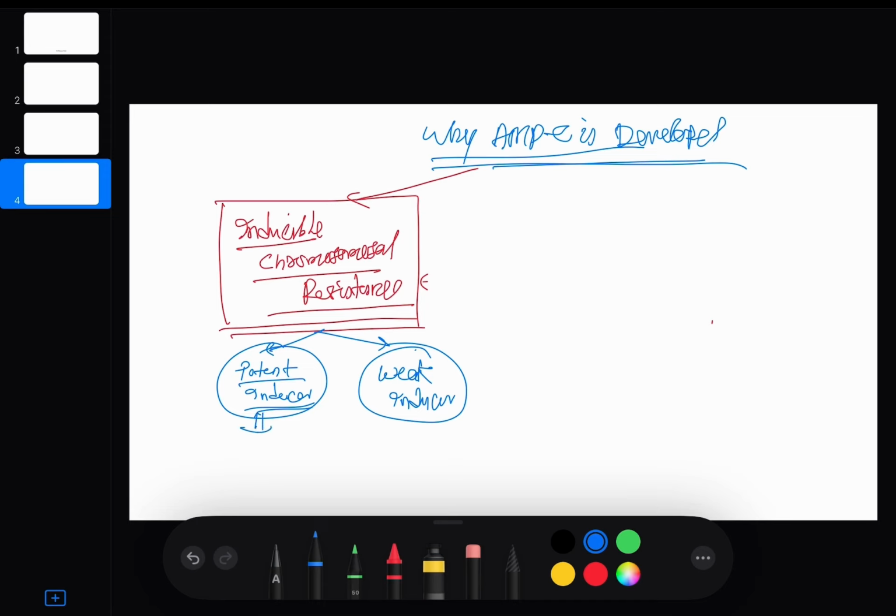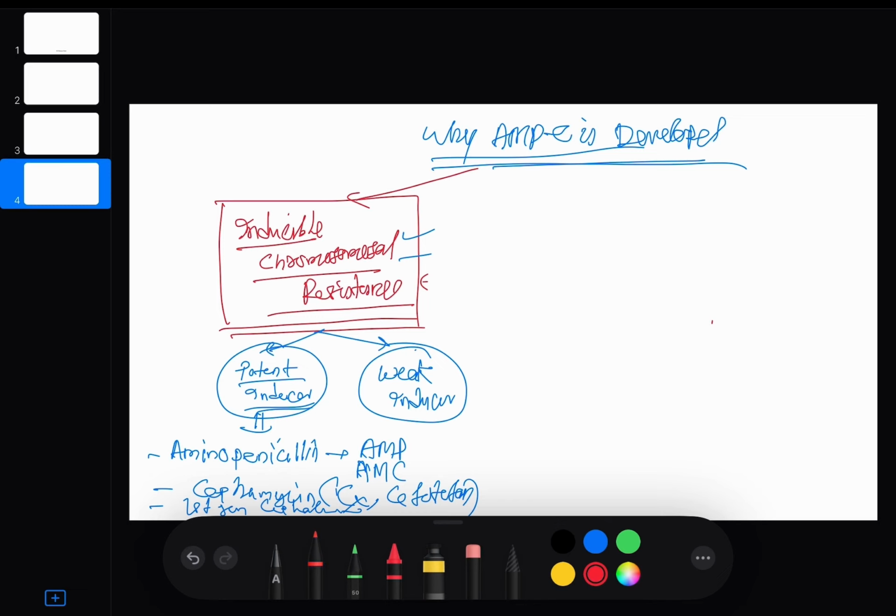The potent inducers are all the aminopenicillins, that is ampicillin and amoxicillin, another one is the cephamycin, mainly cefoxitin and cefotetan, and another one is the first generation cephalosporin. These are the potent inducers of AMC.